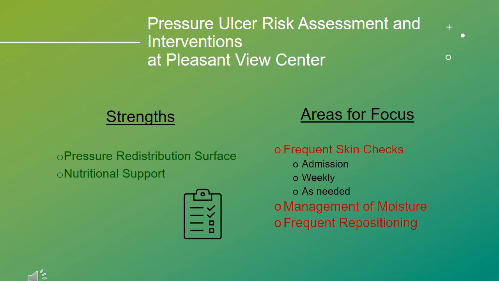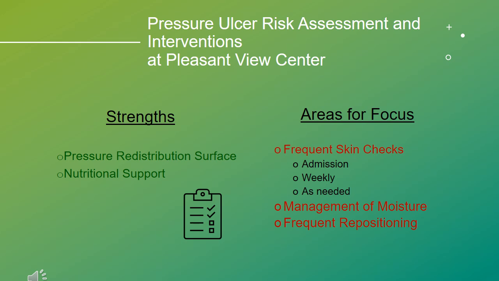The center is also doing well with nutritional assessment and risk identification. All patients are evaluated by a nutritionist upon admission and routinely to monitor nutritional risk that could influence pressure ulcer prevention or healing. Areas that PVC should focus on for pressure ulcer interventions include skin checks, moisture management, and repositioning. A complete skin check should be conducted for all patients within 24 hours of admission and weekly. By completing this check, we are able to identify risk of skin breakdown and act immediately to have the opportunity to identify a pressure ulcer early in its development and enhance chance of healing.